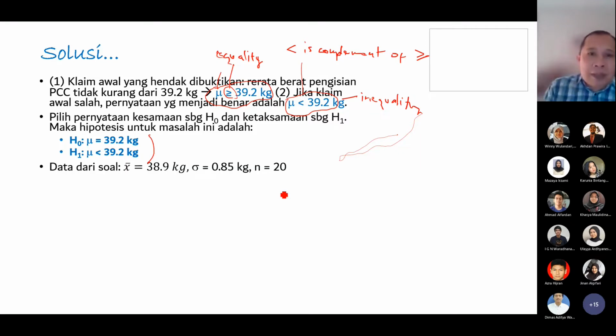Now the next step is to calculate our test statistic. This is the simplified version of the hypothesis test steps. The first step is to construct the hypothesis statements, H0 and H1. And the second step is to calculate the test statistic.